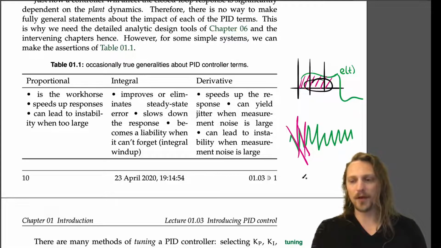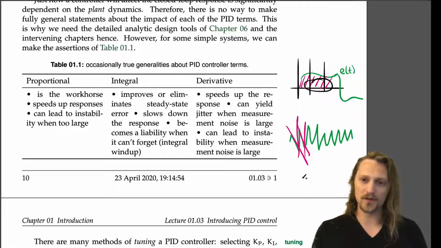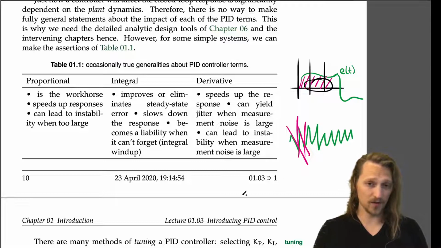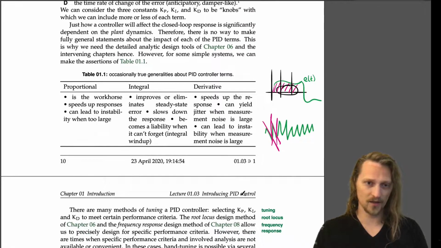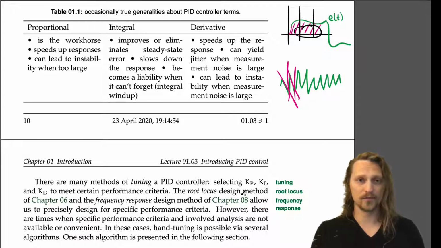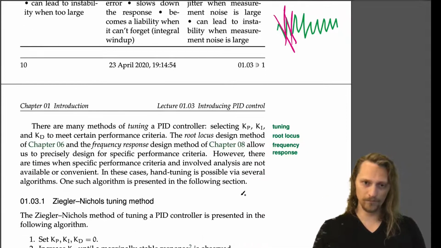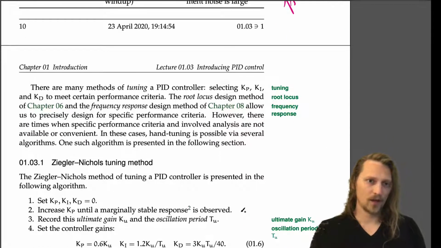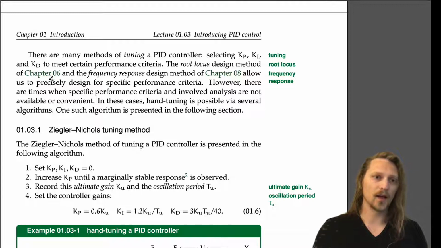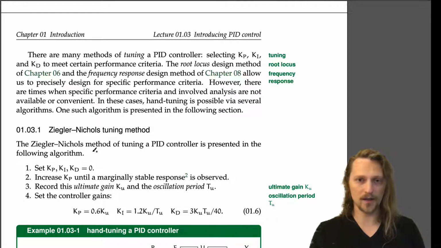If it becomes too bad, it can actually lead to an unstable response, so something to be careful of. It does speed up the response though, so we do like it. It gives us a nice way to improve, especially our transient response. So that's the derivative. There are many methods of tuning a PID controller, which is selecting the three gains, Kp, Ki, and Kd, to meet certain performance criteria.